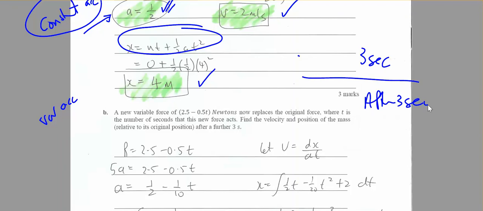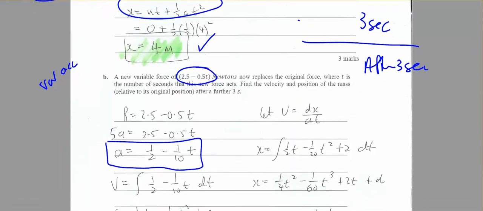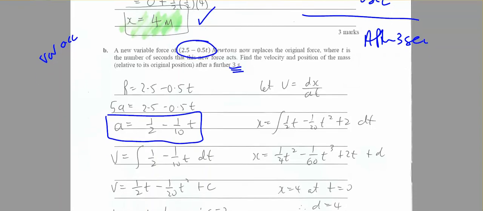So R equals 2.5 minus 0.5t. Replace R with mass times acceleration. Divide all of it by 5. This is an expression I have for acceleration. Now, I need to find the velocity and the position of the mass after a further 3 seconds. So I'm going to replace my a with dv/dt, then move the dt over, anti-differentiate plus c.